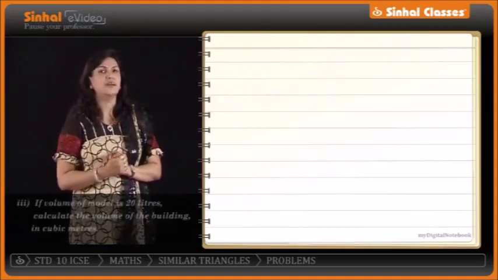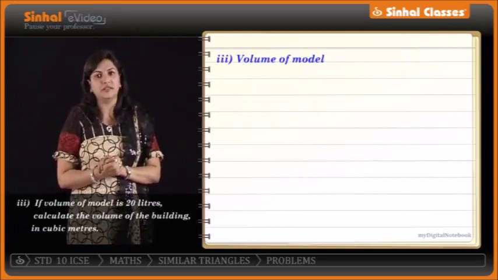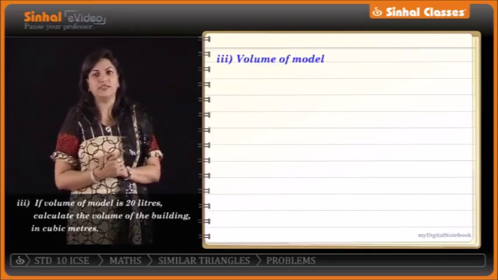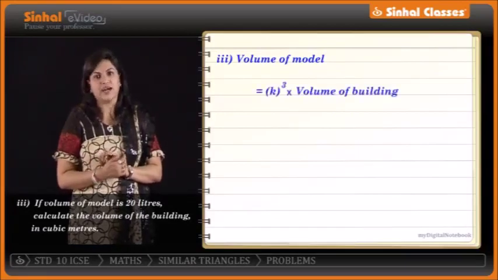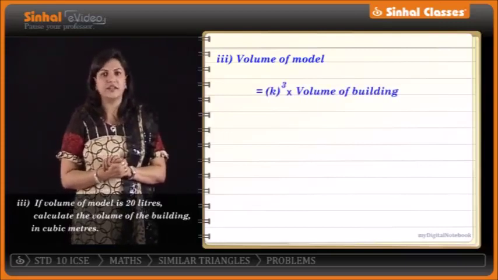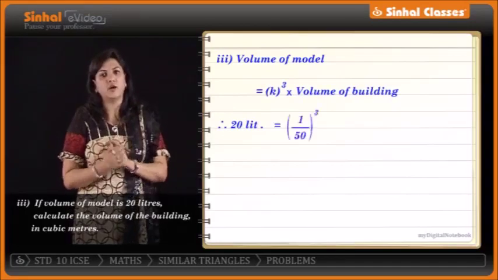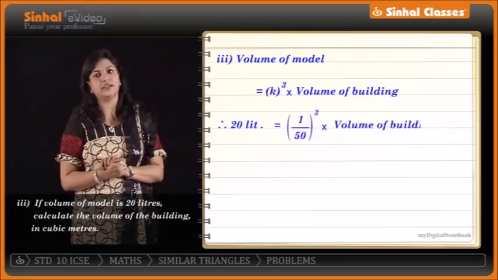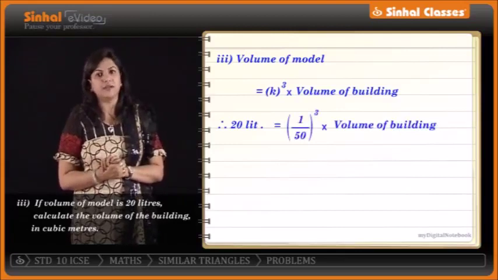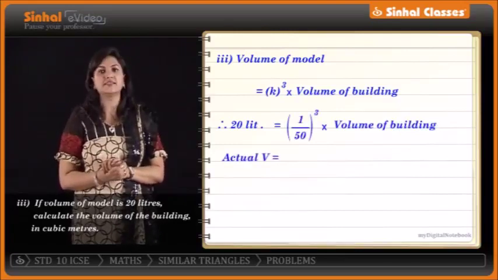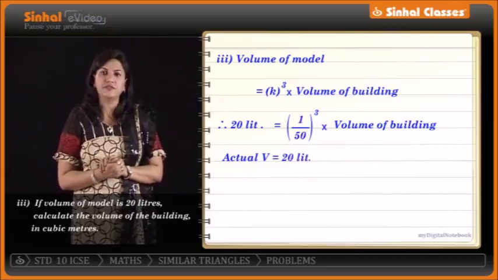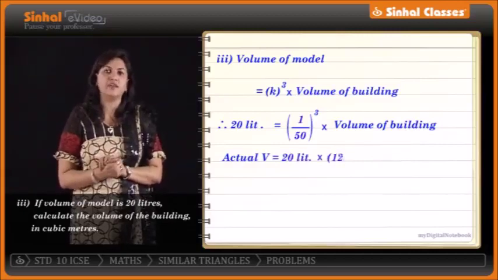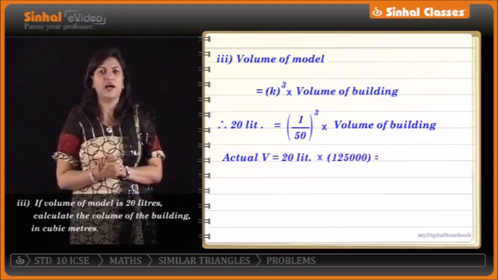Now in the third part, we want to find the volume of the building, and that too in cubic meters. Now volume of the model is equal to K cube times the volume of the building, that is 20 liters is equal to 1/50 the whole cube into volume of the building. So we get volume of the building will be 20 liters into 50 cube. Now 50 cube will give us 1,25,000. So we will get the volume as 25 lakh liters.